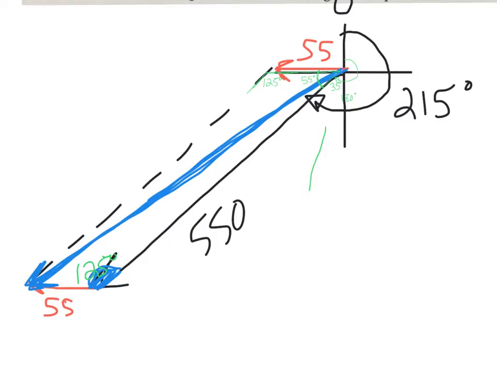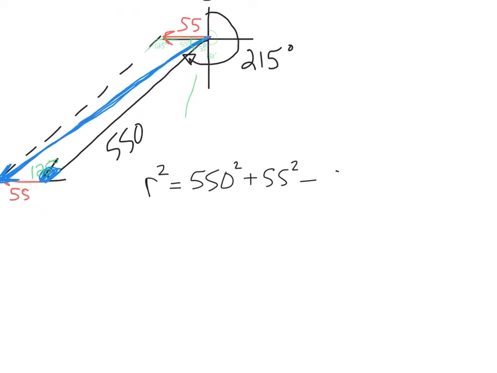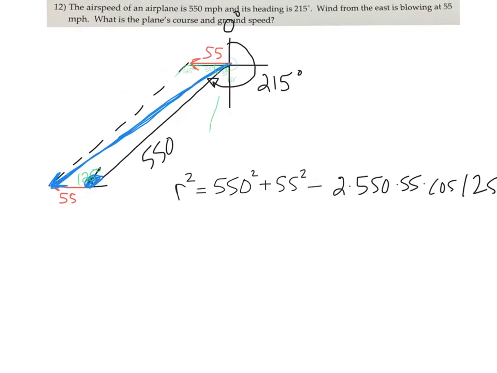I can't erase that. So according to the law of cosines, the resultant is equal to 550 squared plus 55 squared minus 2 times 550 times 55 times the cosine of, in this case, 125. Okay, it's really important to know that if we're trying to find this blue side, that we have to use the measure of the angle across from it. So whatever side we're trying to find, this is the angle that's across from it.